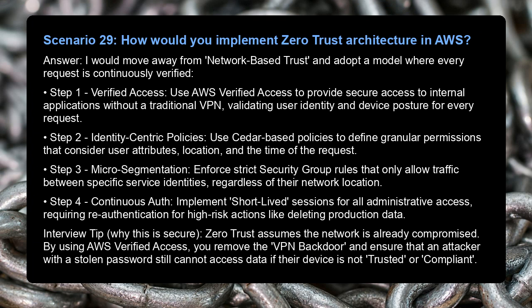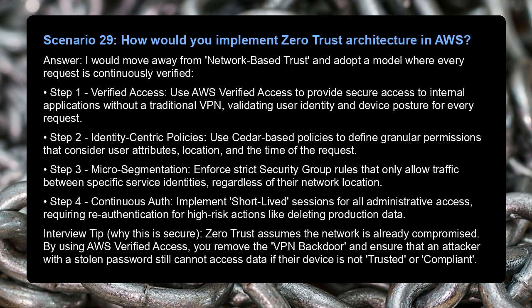Scenario 29. How would you implement Zero Trust architecture in AWS? Answer: I would move away from network-based trust and adopt a model where every request is continuously verified. Step 1. Verified access. Use AWS Verified Access to provide secure access to internal applications without a traditional VPN, validating user identity and device posture for every request.